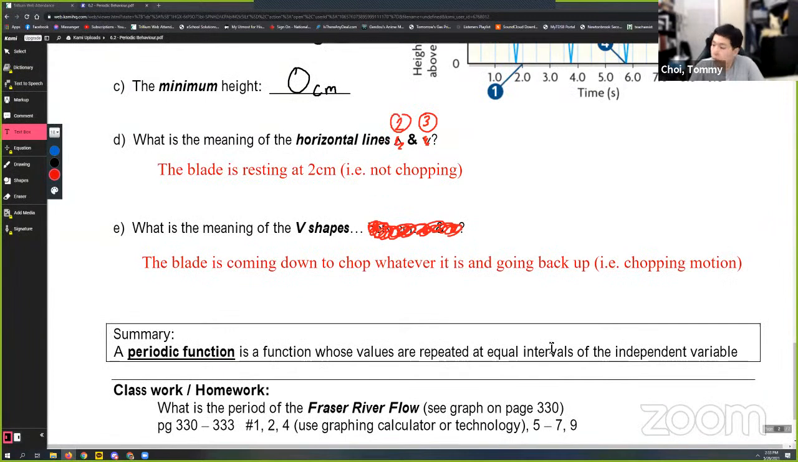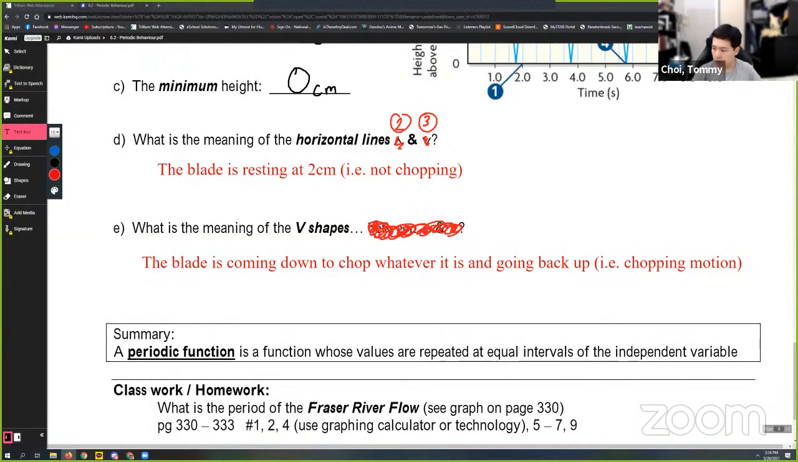And that's it. So the basic summary is that a periodic function is a function whose values are repeated at equal intervals of your independent variable, which is our x variable. So as long as it's repeating and it has a period, it is a periodic function. So that's what we're working on here.